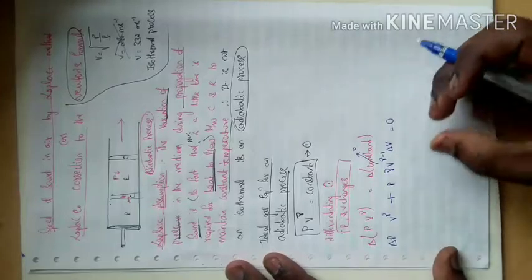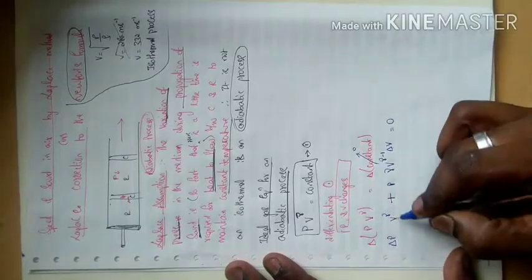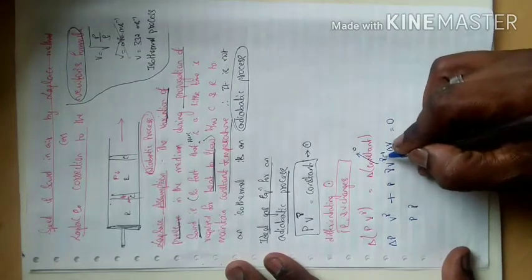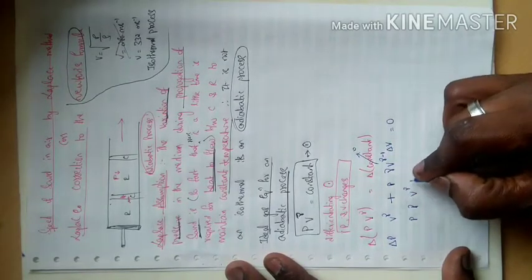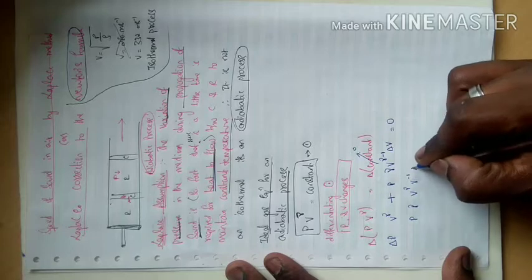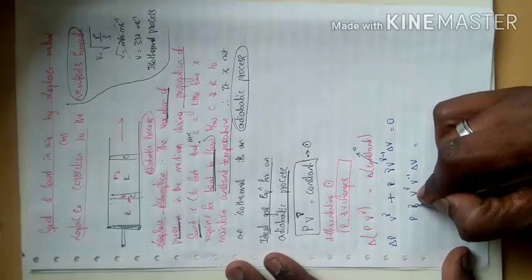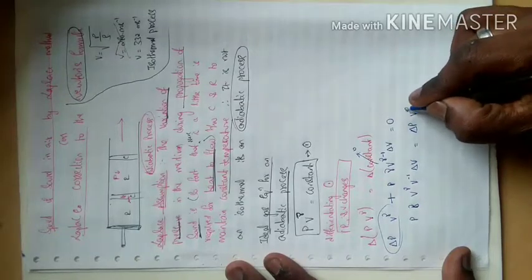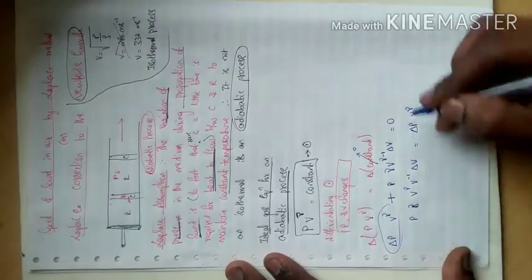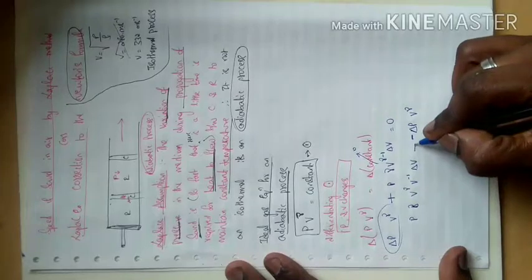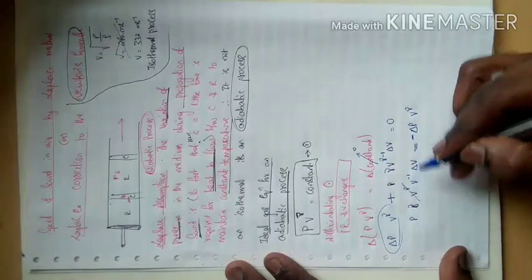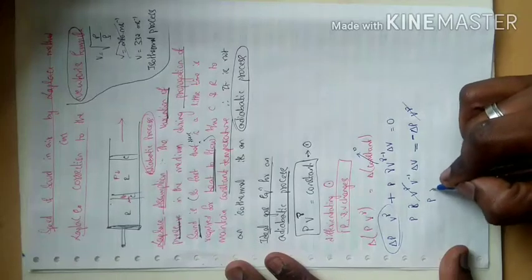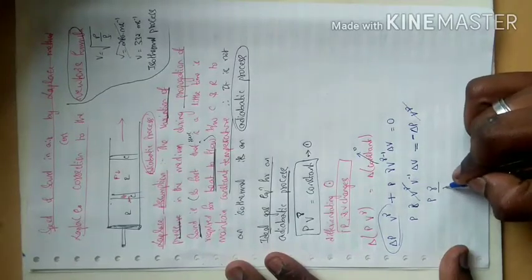Now coming back, this full term I am sending to that side, then it becomes P gamma V to the power gamma minus 1 into delta V equals, sending the other term to that side, delta P V to the power gamma, and it becomes minus. Is that clear? V to the power gamma gets cancelled. Now P gamma V to the power gamma minus 1 can be written as what?